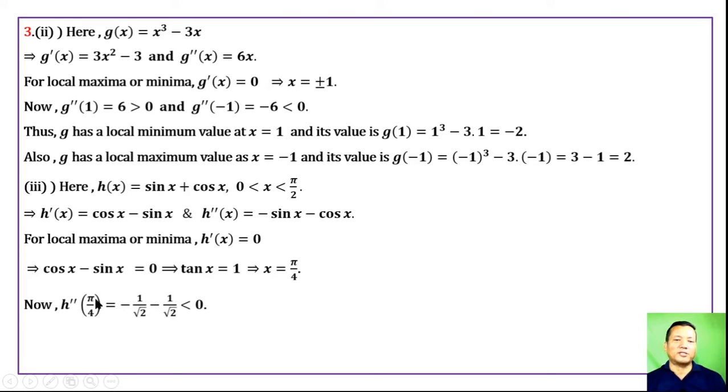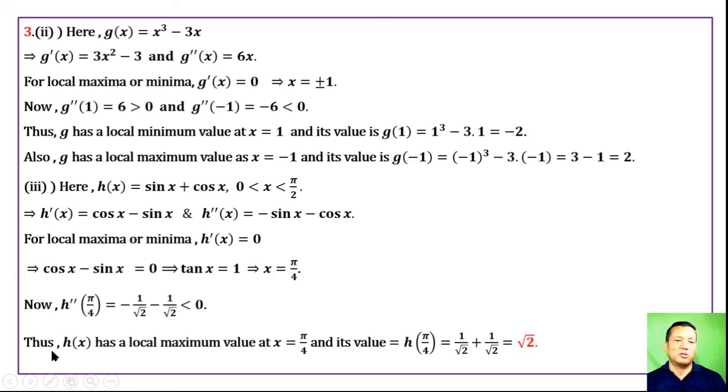Now, f double dash of pi by 4 is a negative number, less than 0. Thus, f of x has a local maximum value at x equal to pi by 4, and its value is f of pi by 4, that is sine of pi by 4, that is 1 by root 2, and the cos of pi by 4, that is 1 by root 2, gives root 2.